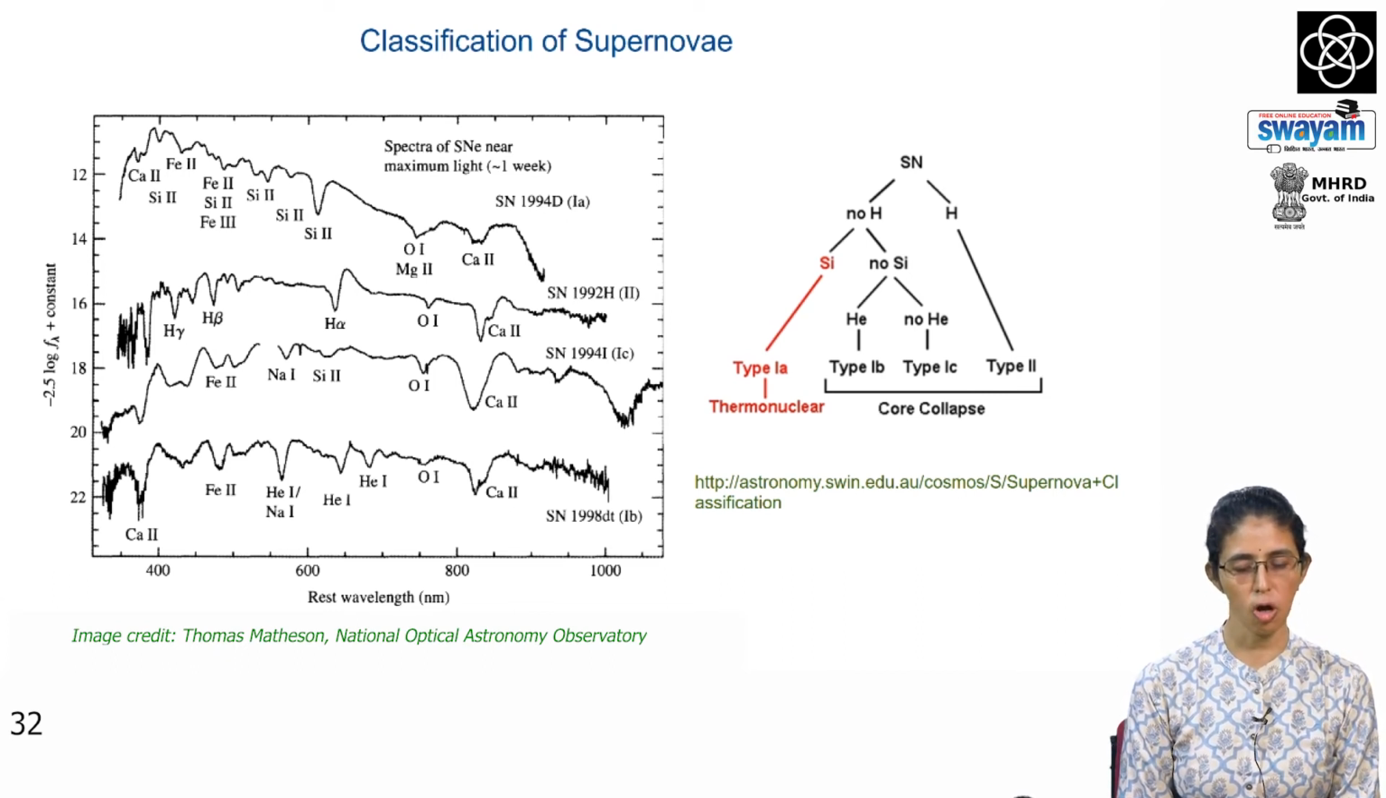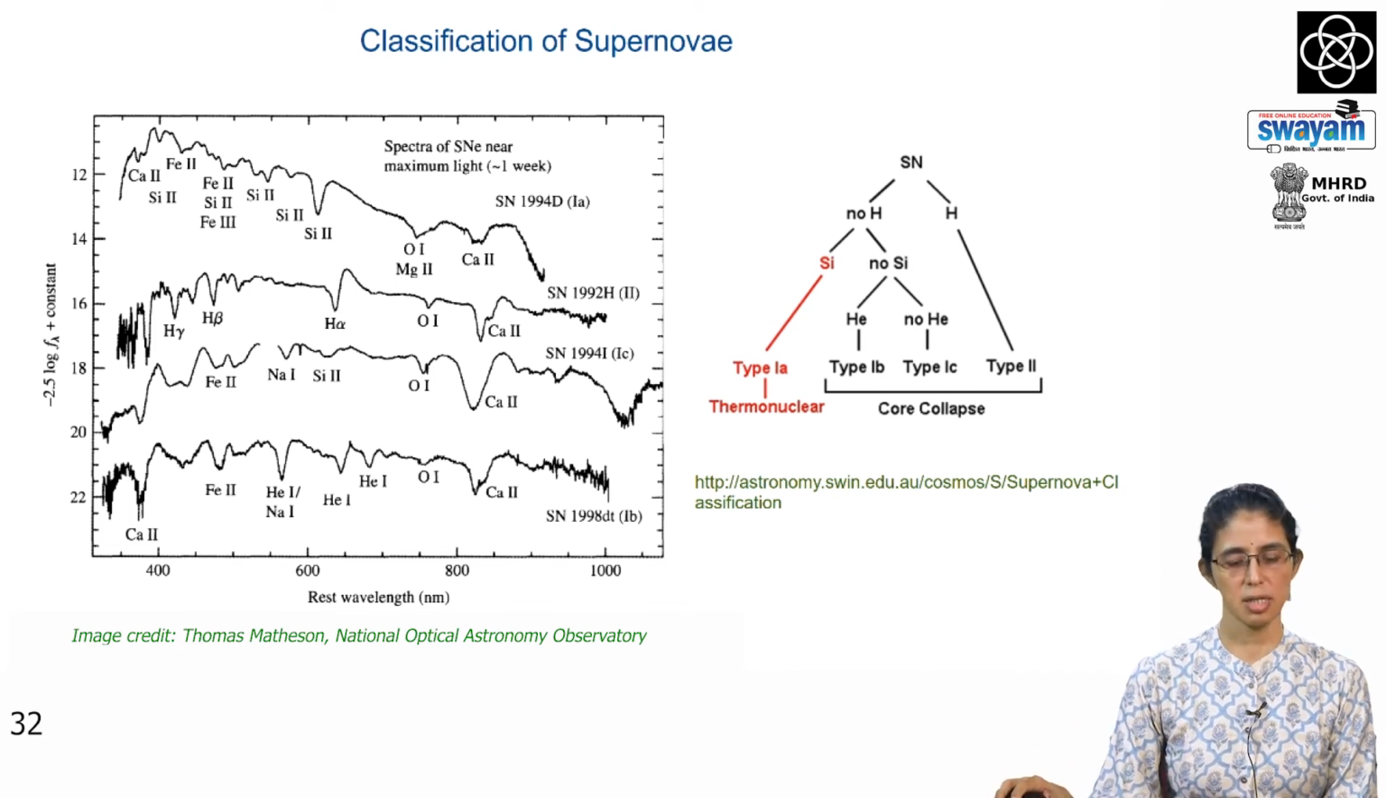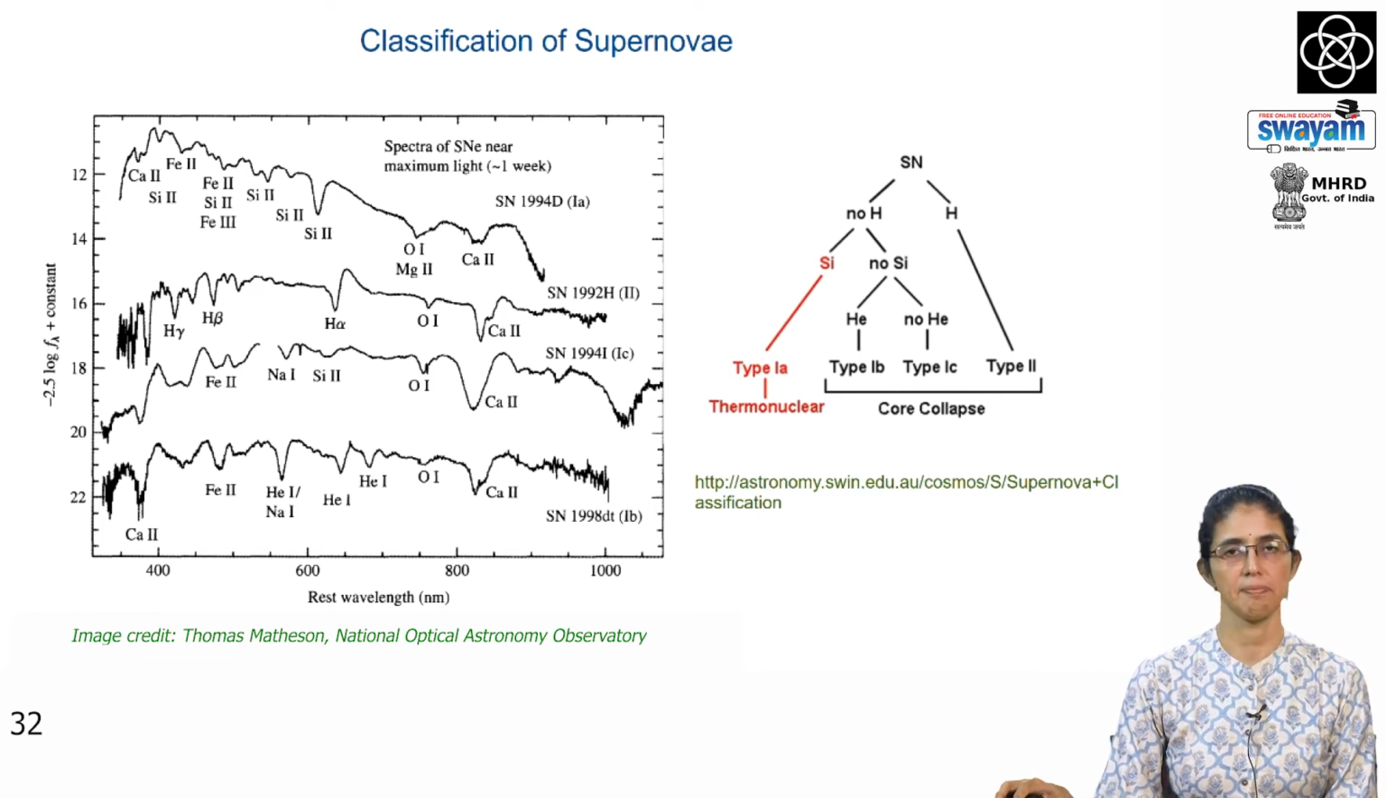For example, the top spectrum is supernova type 1a, which does not show hydrogen lines, but it shows the silicon absorption lines. Then the next one is the supernova type 2, and one can see that there are strong absorption lines, the H alpha, H beta, H gamma. There are also other lines, and type 1b and type 1c are shown below. And one can see that there are helium lines in 1b which are absent in 1c.